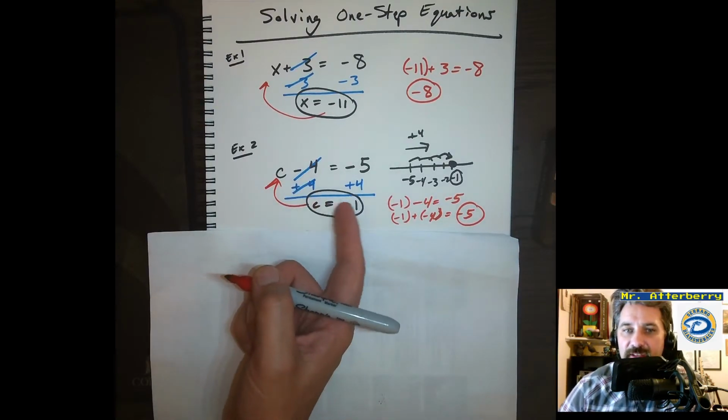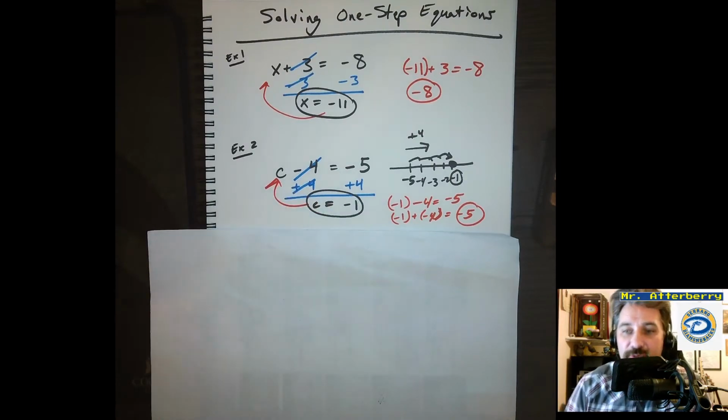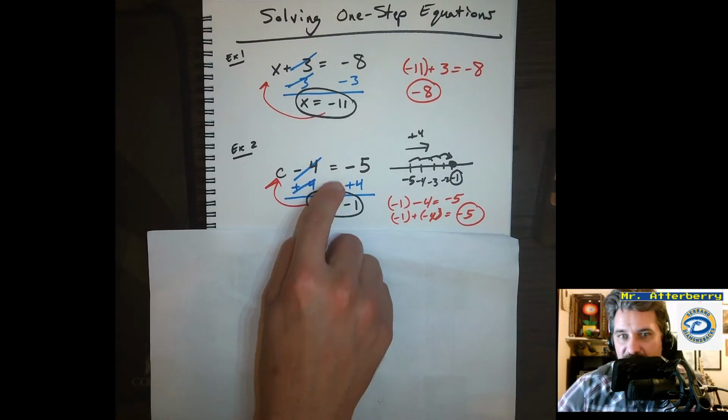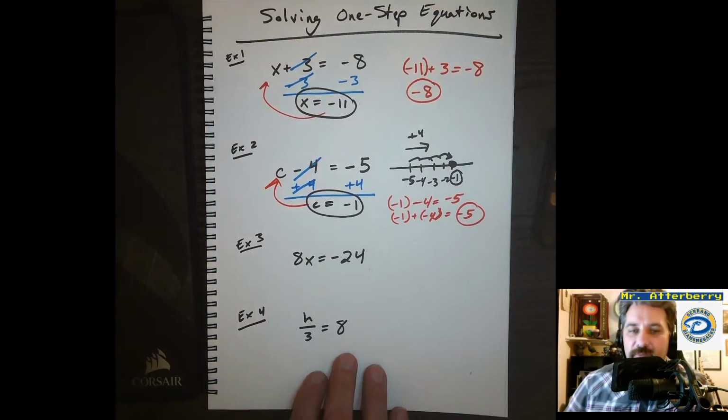So once again, this letter's got to be -1 to make that true, right? Because we're saying that they're equal. All right, so we're going to ditch this paper. We got 2 more examples to try out.